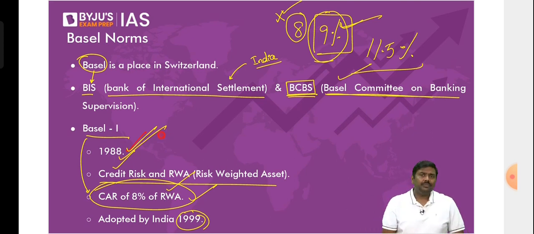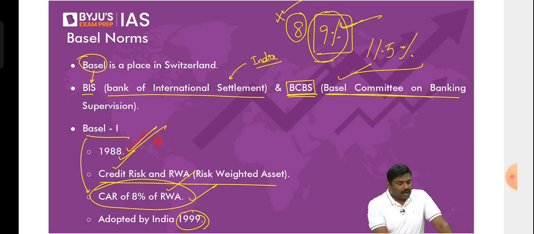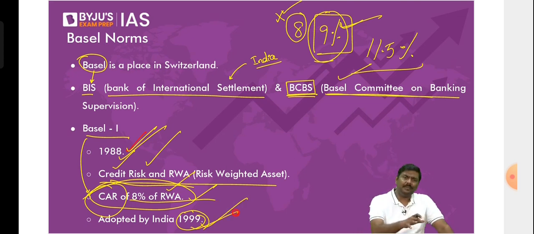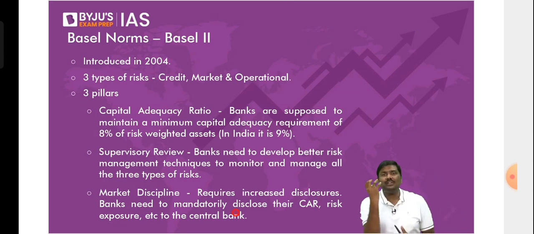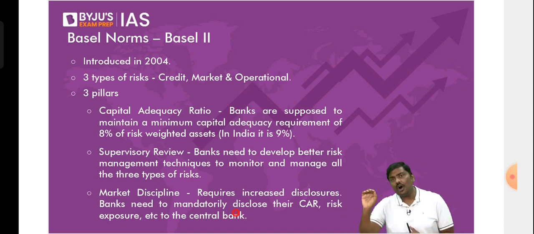No issues. So, one, Basel 1 was introduced in 1988. Under this, the most important focus was on credit risk. In order to address the losses, they asked the banks to maintain a CAR of 8%. And India has already adopted this. In 1999, we adopted Basel I. Now in the year 2004, one more set of guidelines, one more set of norms, was issued.